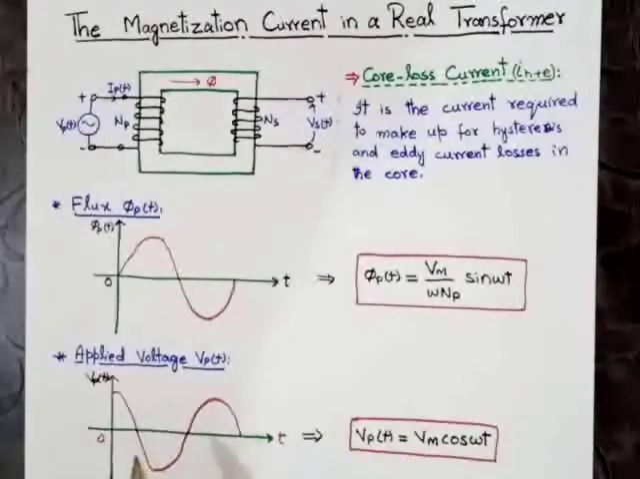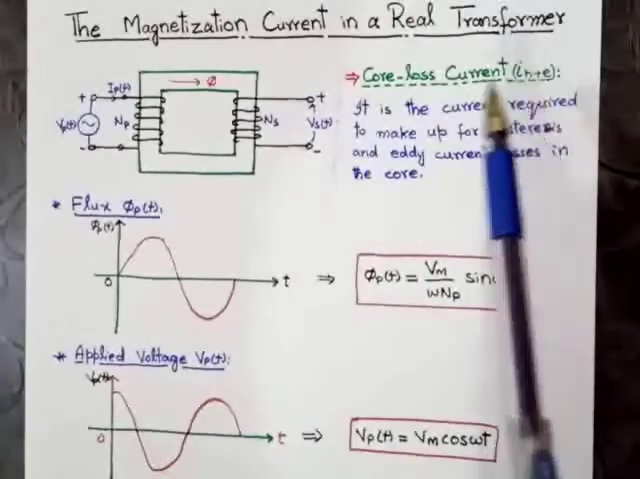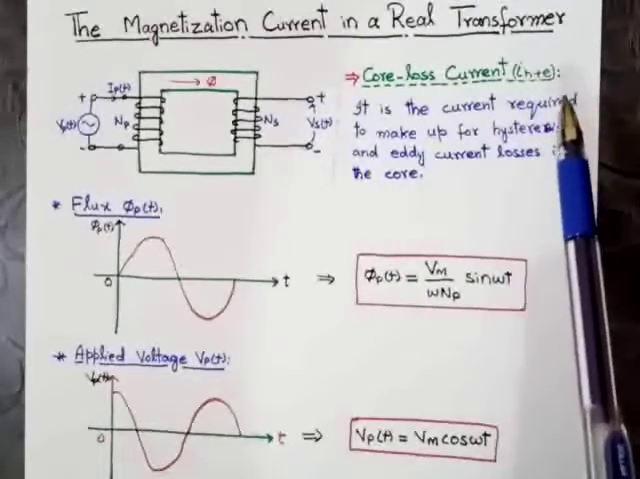And this is the shape of the applied voltage VP(t). The applied voltage will start from the maximum value, because when we put t equal to 0 in this equation, the applied voltage will start from the maximum value. So this is the waveform of the applied voltage, as we have already discussed in detail. Now we will draw the waveform of the core loss current, that is IH+E.